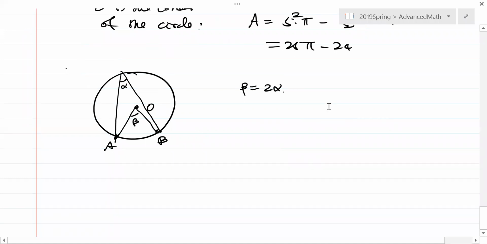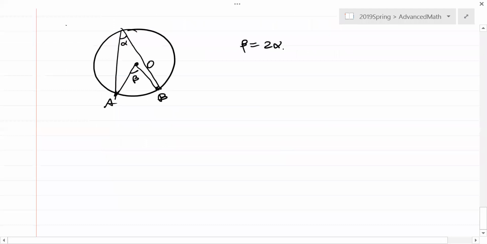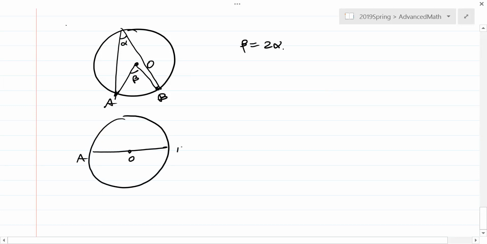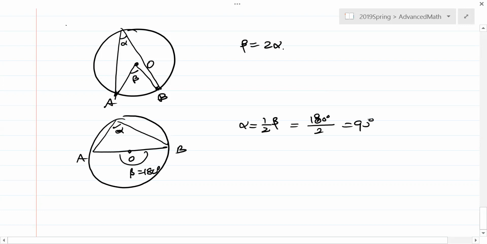Now the special case is when you move A and B to form a diameter. This is O, and here are A and B. Then beta is going to be 180 degrees, and this is alpha. So alpha is half of beta, which is 180 degrees divided by 2, 90 degrees. That's the reason this triangle must be a right triangle.